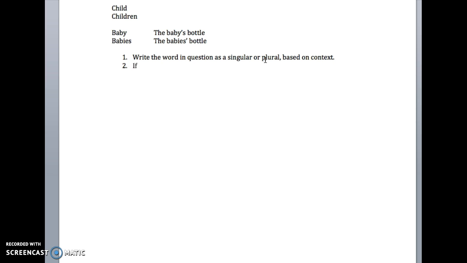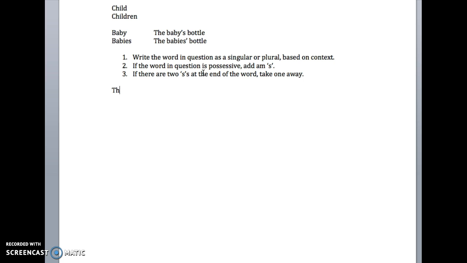Step 2, if the word in question is possessive, add an S. And 3, if there are 2 S's at the end of the word, take one away. Okay, so let's actually try to apply this, and hopefully through application it'll make more sense.